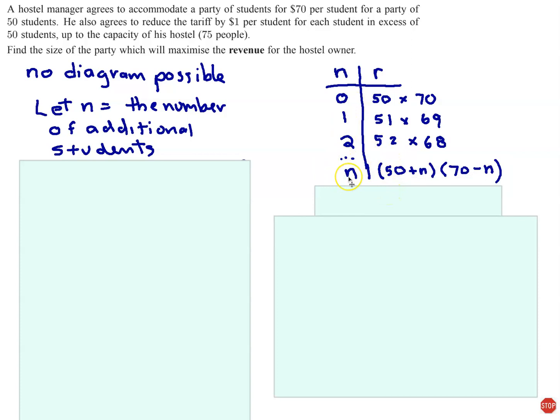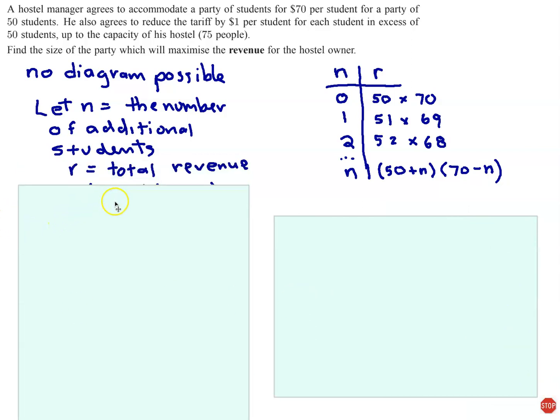So from that, I was able to come up with the general formula. If I have n additional students, then I have 50 plus n students in total, and each of those is paying 70 minus n dollars. So have a think about that. That should make sense if you have thought about it. And that means I now have the formula for revenue, the total revenue, just there.